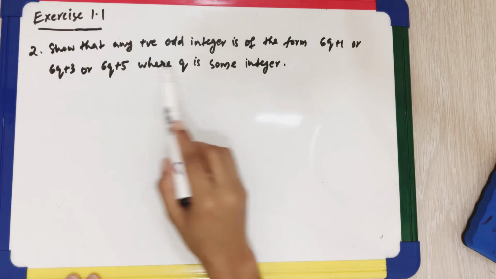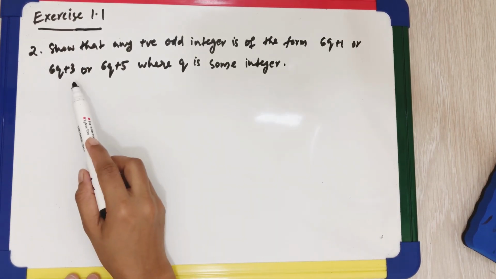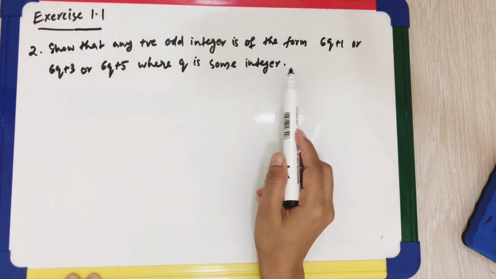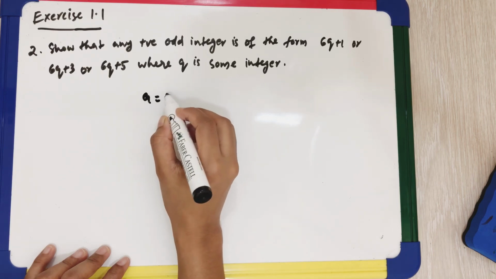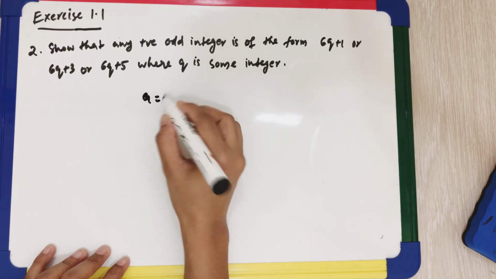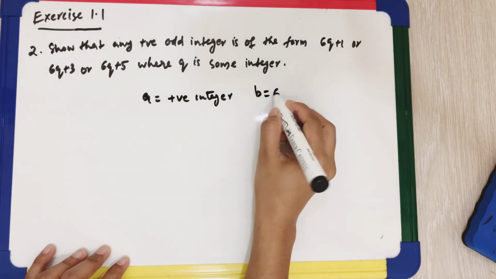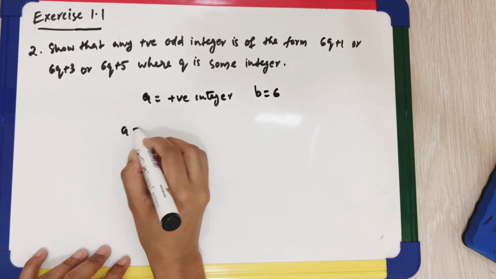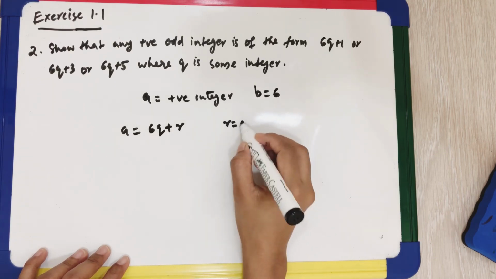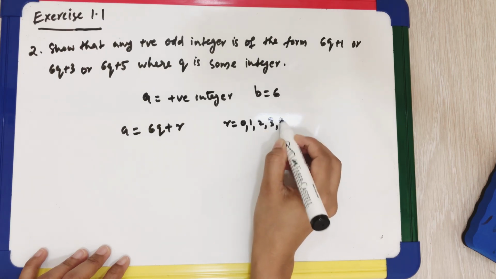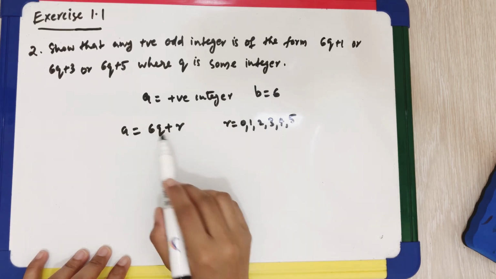Next exercise: show that any positive odd integer is of the form 6q plus 1, or 6q plus 3, or 6q plus 5, where q is some integer. Here we can take a equal to any positive integer and b equal to 6. Applying the division lemma, we get a is equal to 6q plus r, with r equal to 0, 1, 2, 3, 4, 5, less than 6.